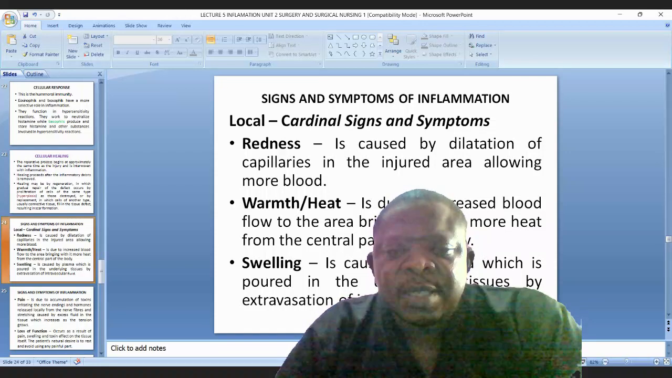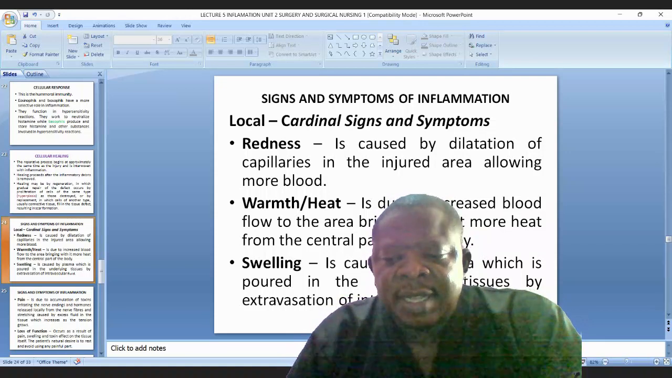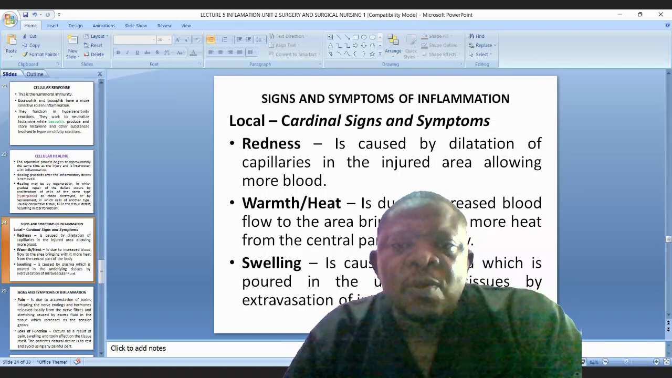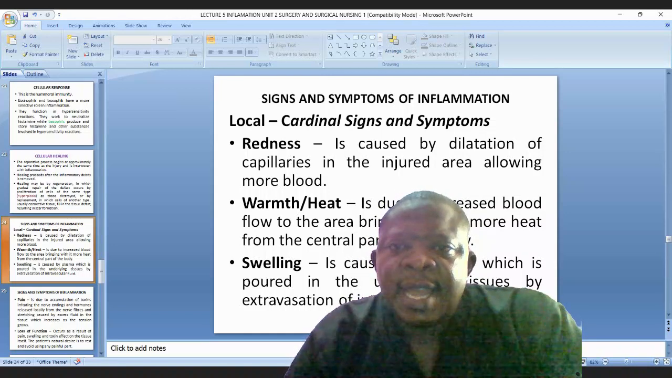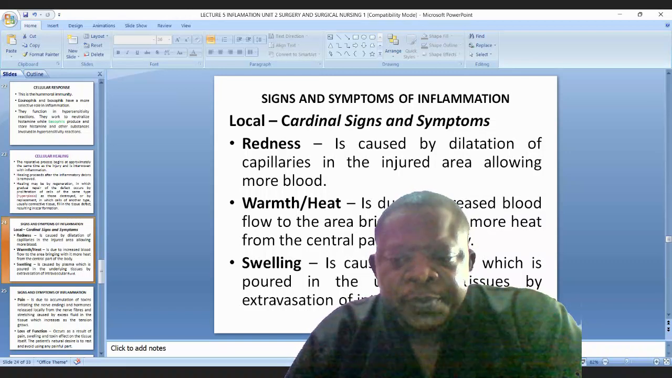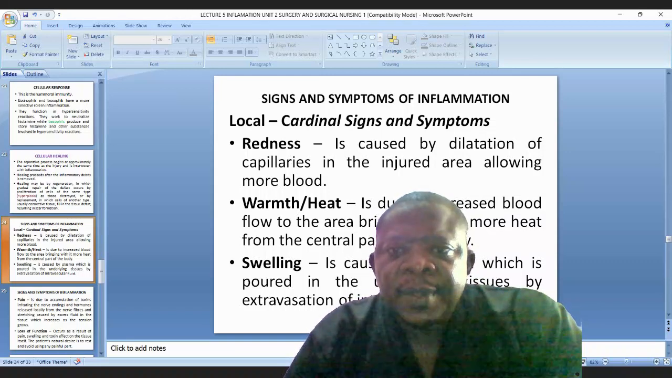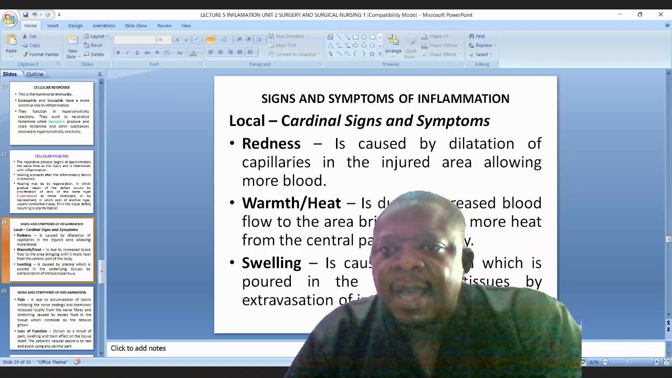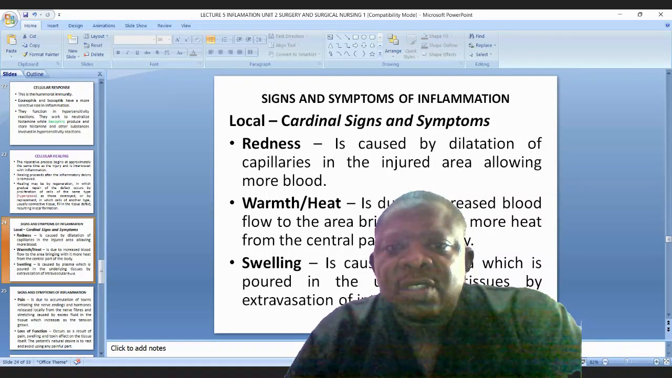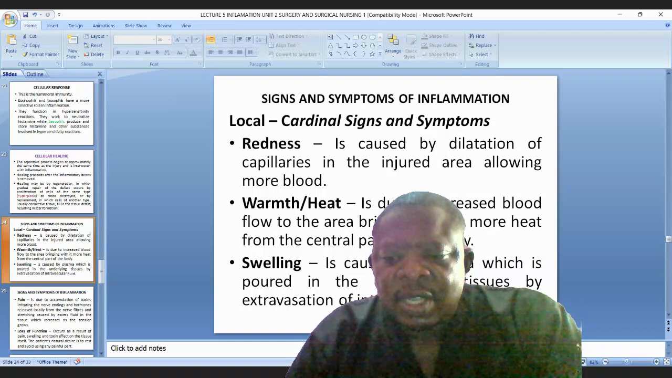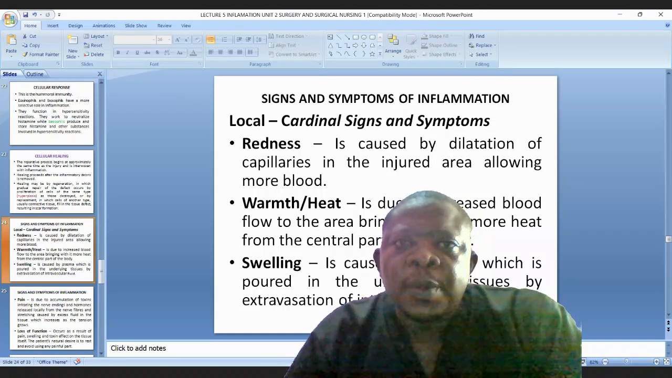So these are some of the cardinal signs, but we still have others. So redness, warmth, and swelling. Blood carries with it heat. So we have a lot of blood that comes to the area that has a noxious material that is bringing about inflammation. So we can say swelling is also caused by plasma, which is poured in the underlying tissue by the extravasation of intravascular fluid.